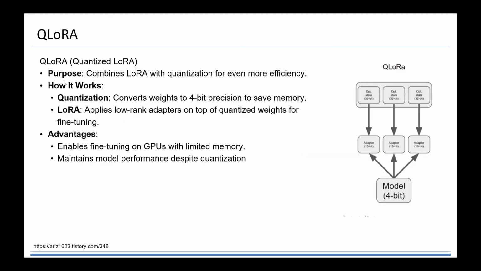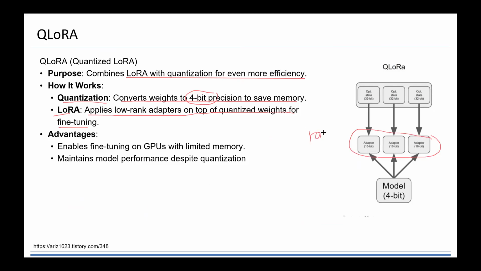So the quantized LoRA, the purpose is to combine LoRA with quantization for even more efficiency. The quantization means that they will convert the weights to 4-bit precision to save more memory. What does it mean by 4-bit precision? Okay, we will look at the example later. So LoRA applies low-rank adapters on top of quantized weights for fine-tuning. We have the adapters, but the adapters are low rank.